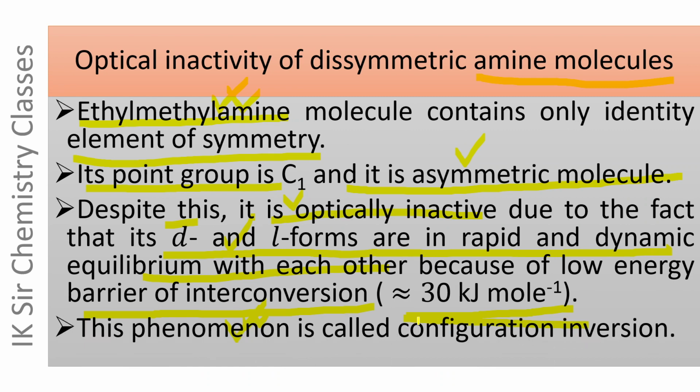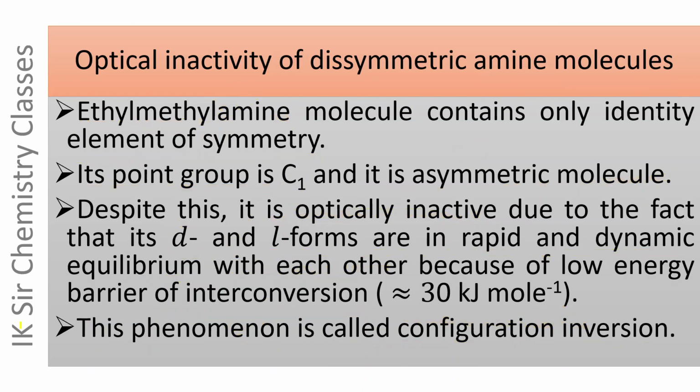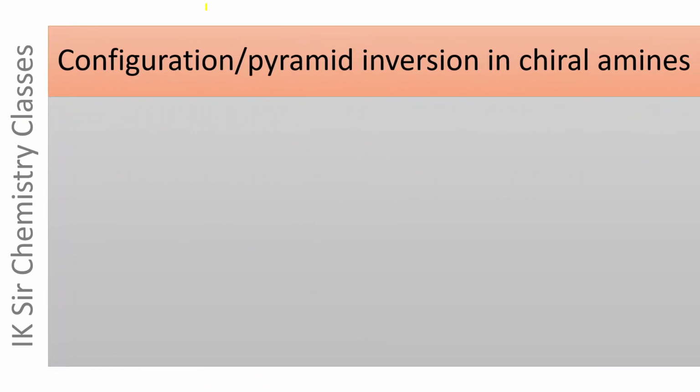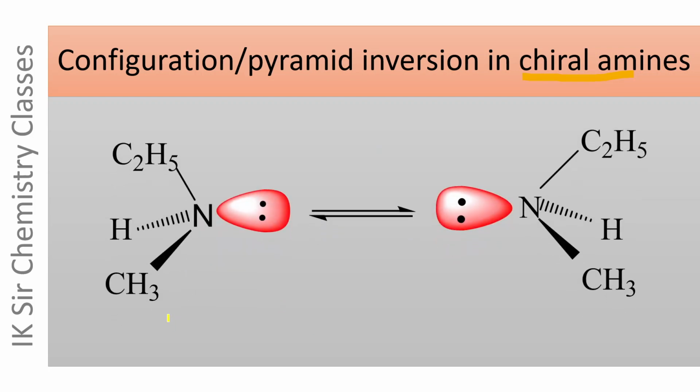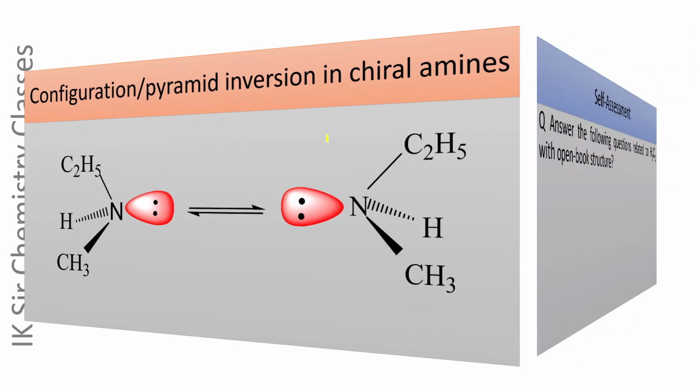This phenomenon of conversion of D form into L form is called configuration inversion or pyramid inversion. The configuration or pyramid inversion in chiral amines has been demonstrated diagrammatically here. It is ethylmethylamine molecule. Its D form is in rapid and dynamic equilibrium with L form. Thus, ethylmethylamine occurs as racemic mixture and it is optically inactive.